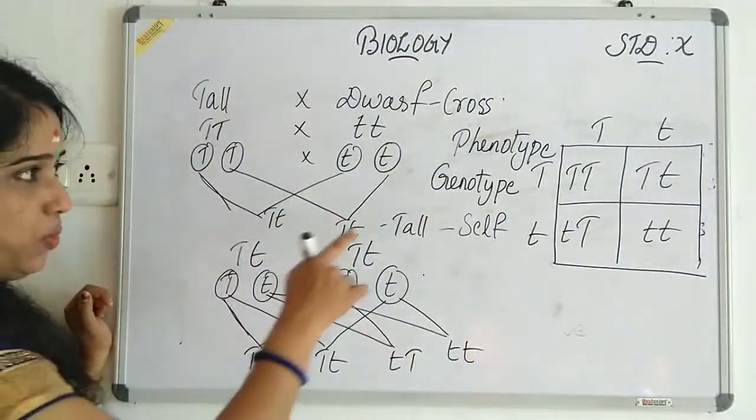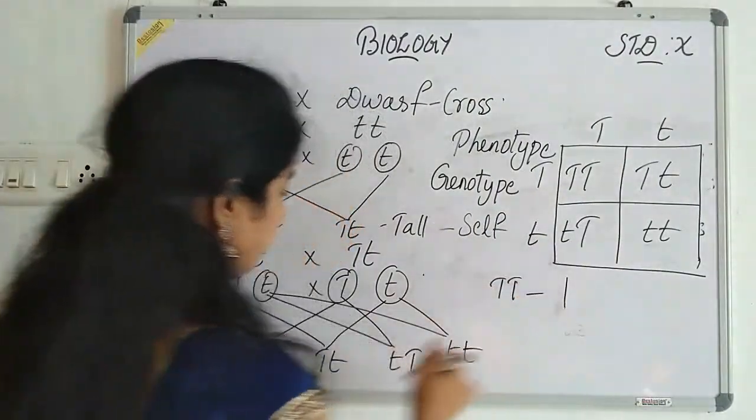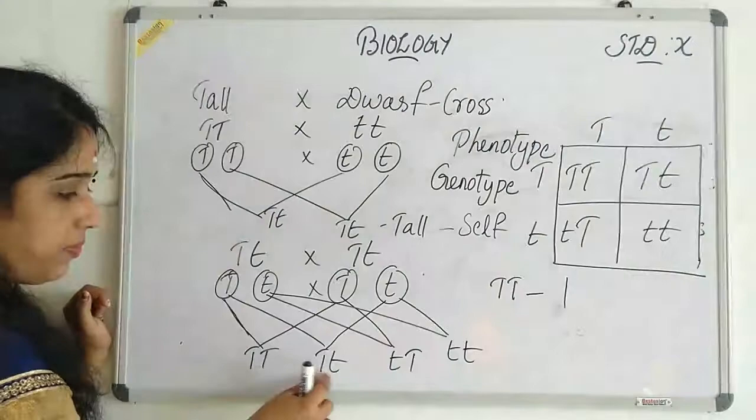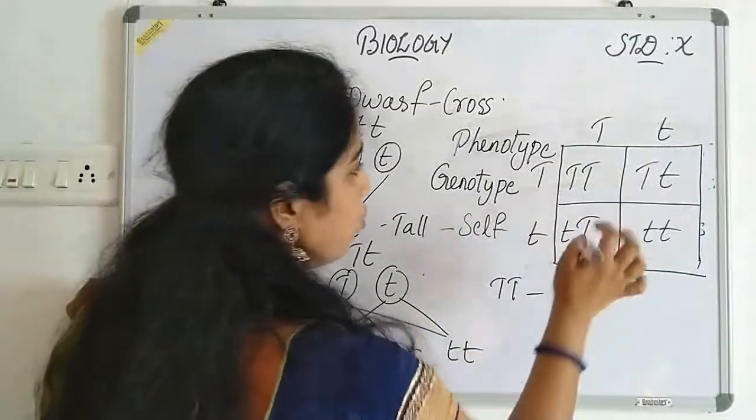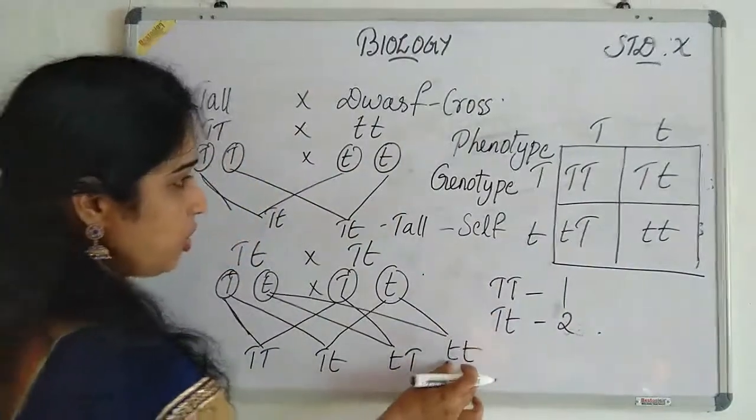Capital T, capital T: how many are there? Only one. Capital T, small t: how many are there? See, two. And what about small t, small t? In both cases, you can see one.